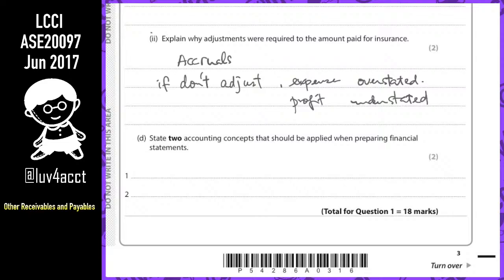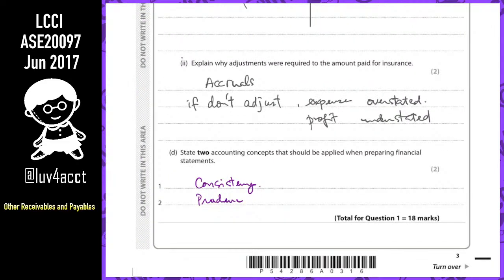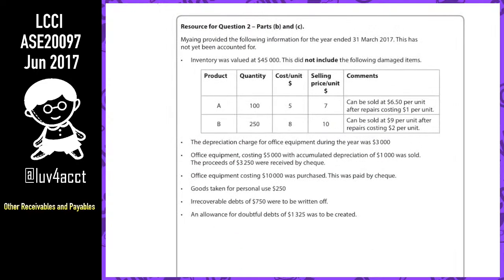So I have mentioned across two other concepts, okay, maybe. So consistency, if you are calculating depreciation; prudence, if you are looking at irrecoverable debt; going concern; historic costs, etc., if you are working on inventory and non-current assets. Okay, so 18 marks, finish. Let us go on to the next question, question 2.